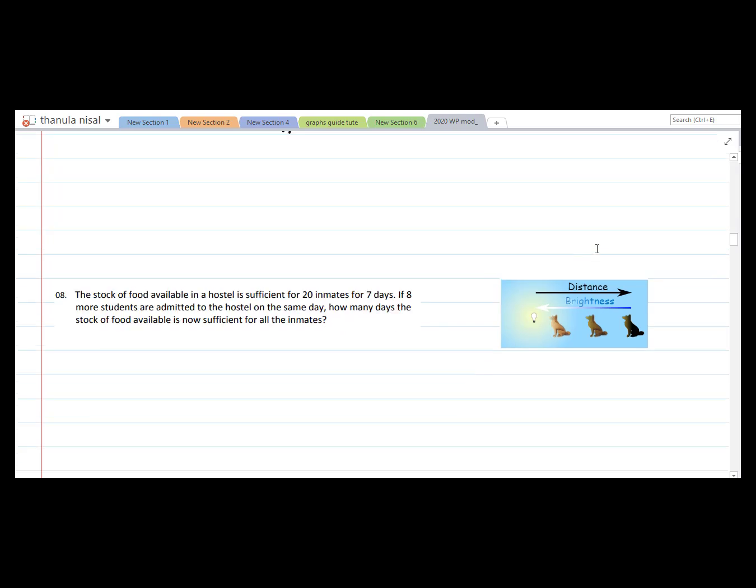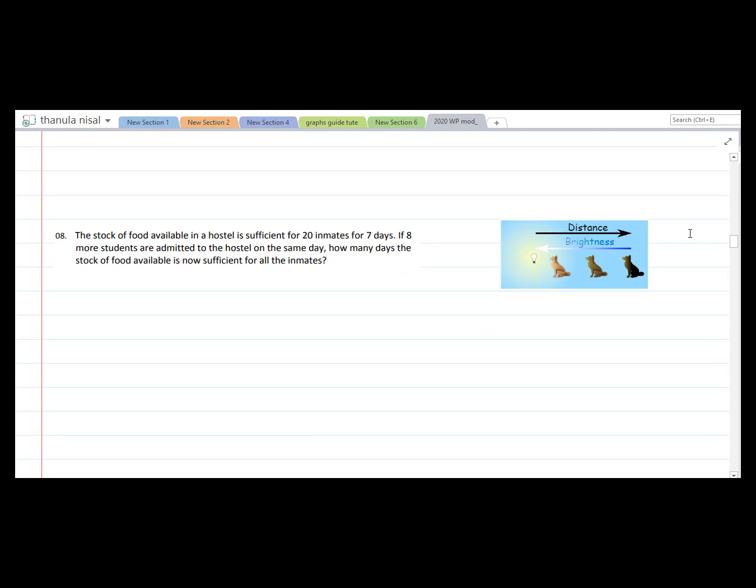Let's move to question number 8. This is regarding inverse proportion. Now, as a clue, as a hint, I provided this example. Okay, when a quantity is going to increase, the other one is decreasing according to that. Okay, simply that is known as inverse proportion.